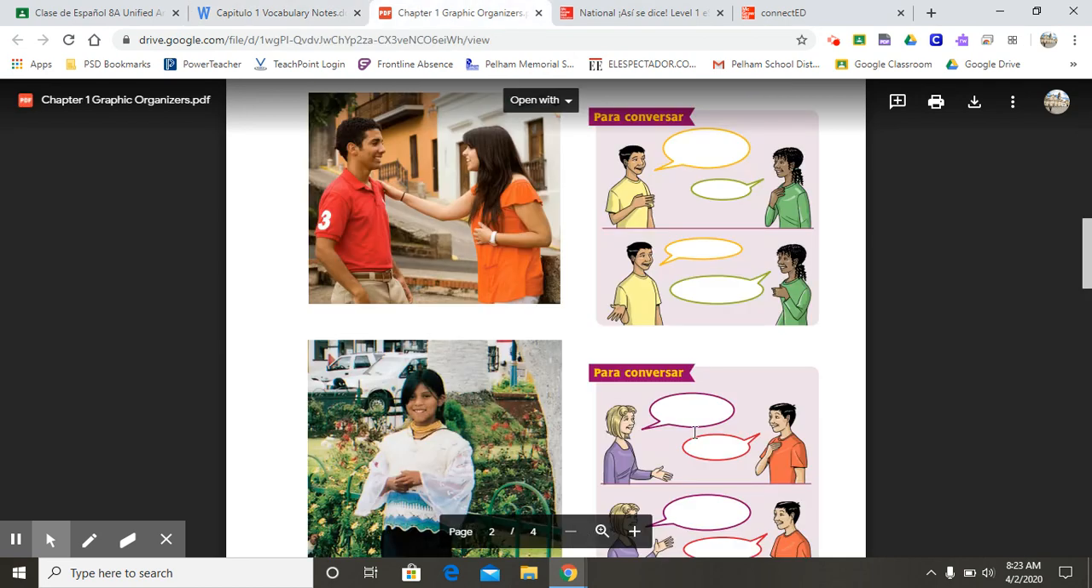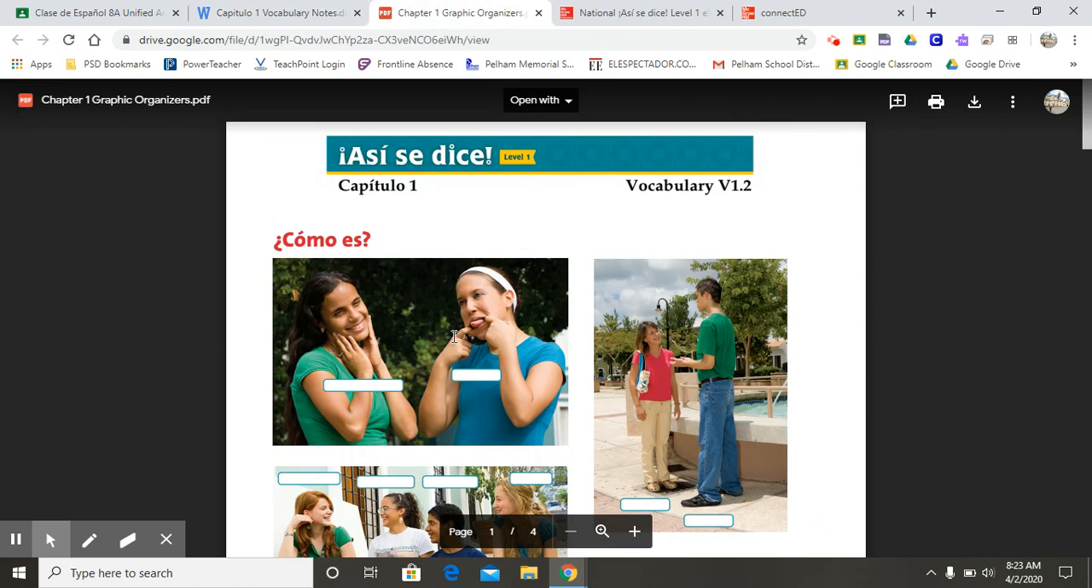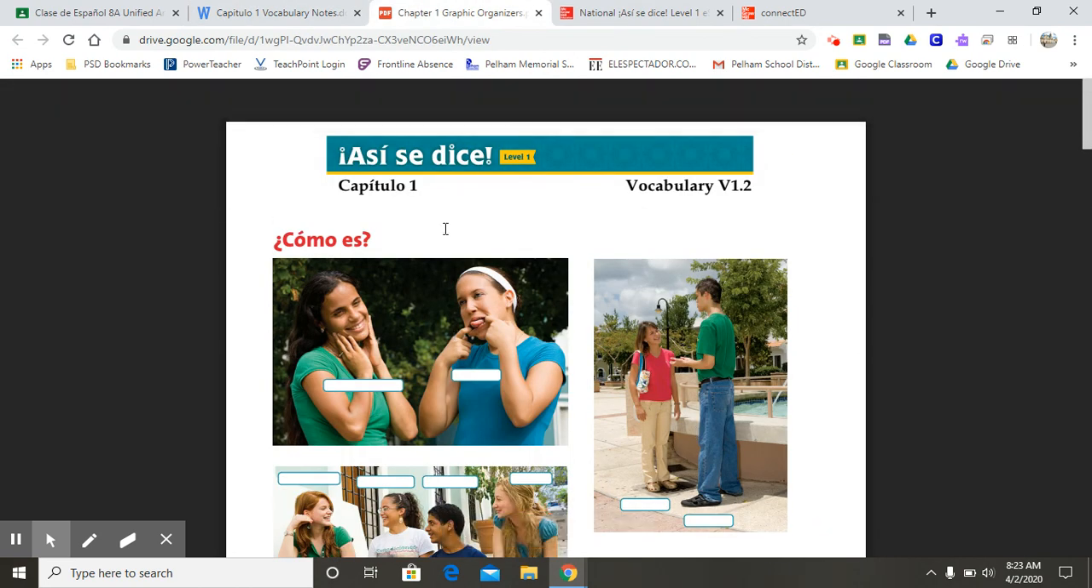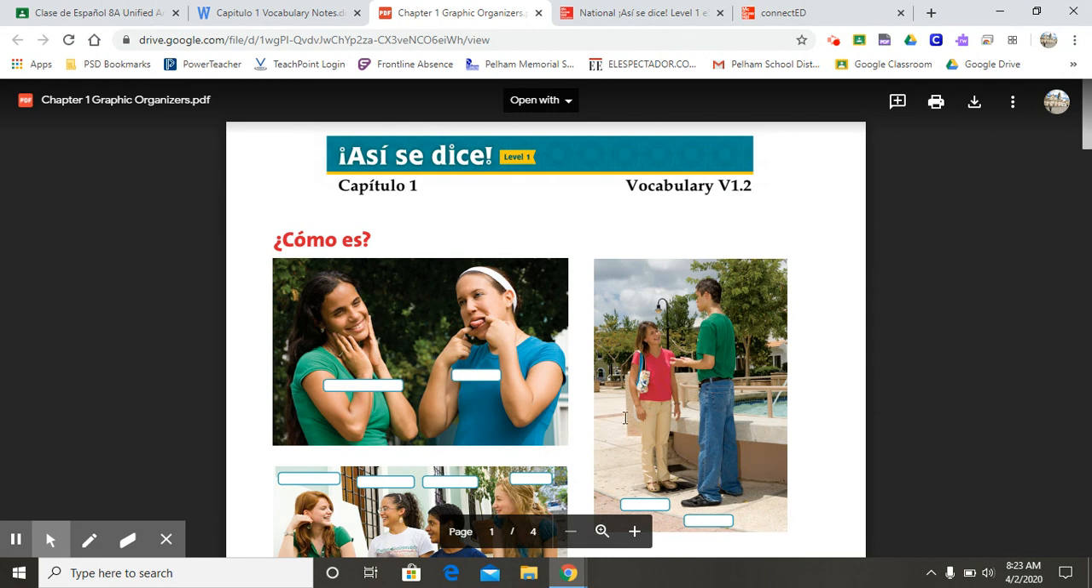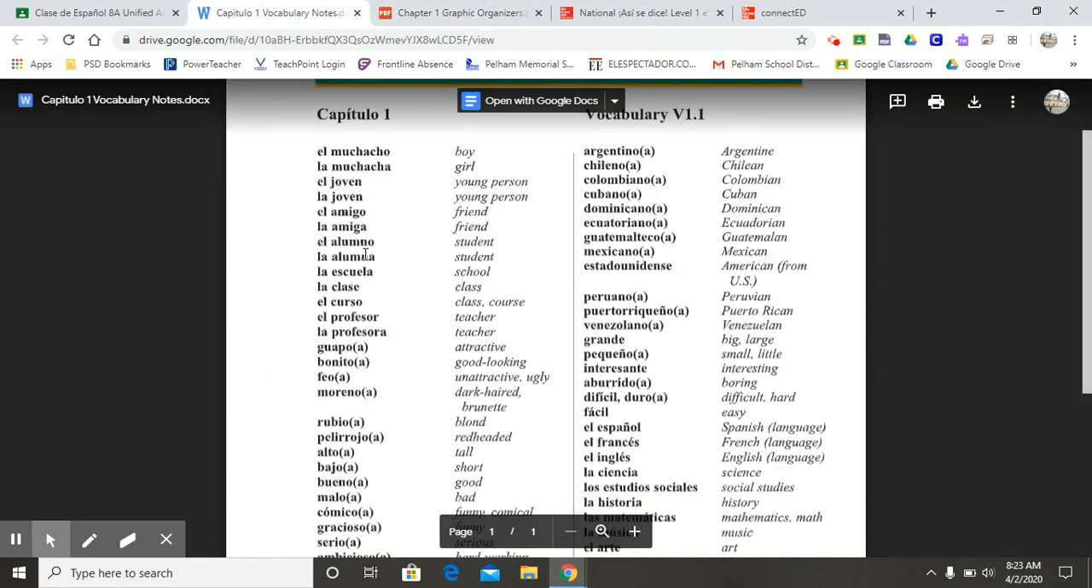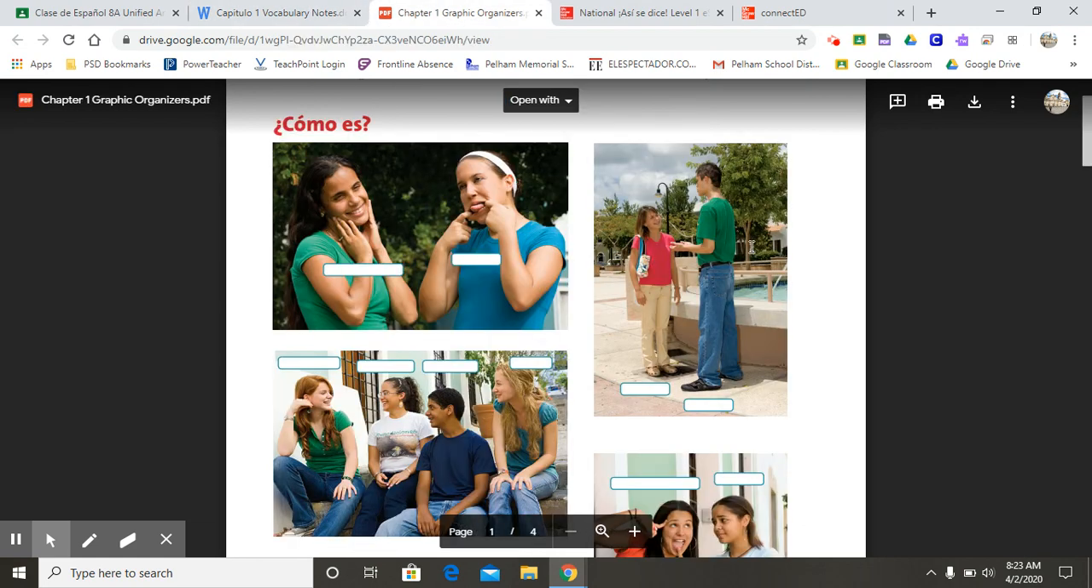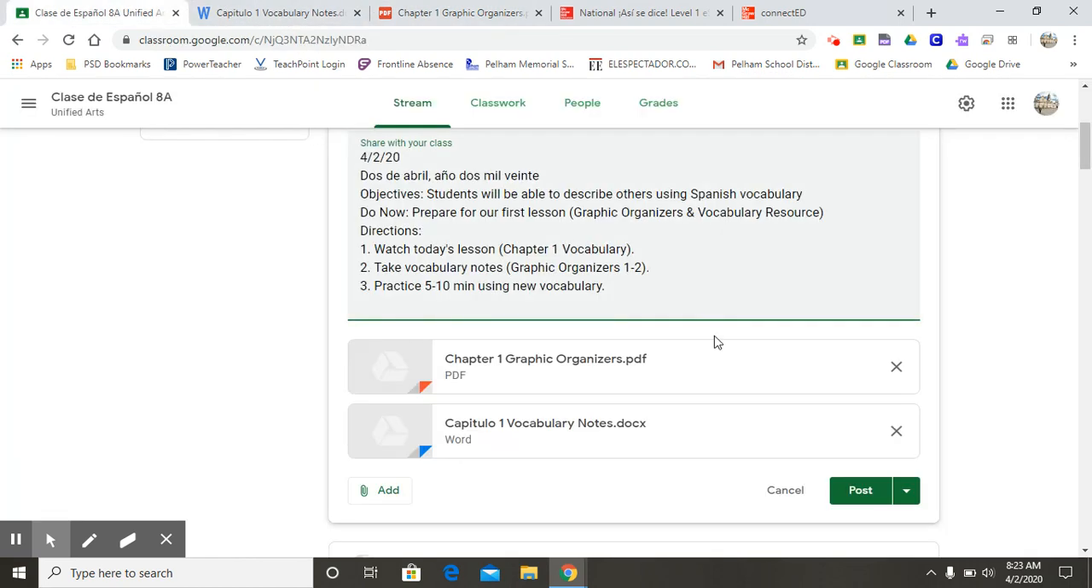And then instead of using the graphic organizers, I'd like you to use your notebook, and whenever I go over the vocabulary, you're going to write the definitions on the side. I know it's already done here, but I want you to take notes on it. That's how you're going to learn the material better. All right. So what else do I have?